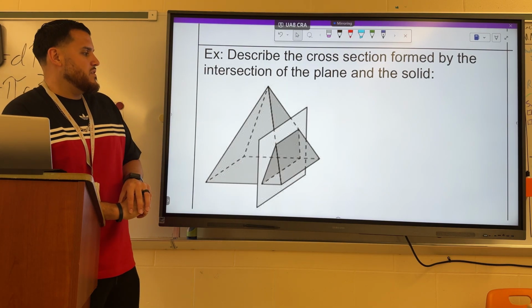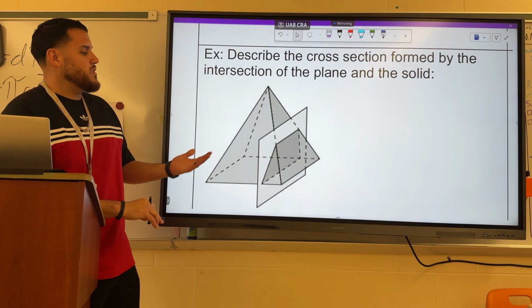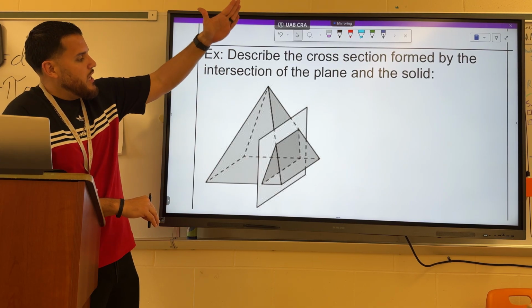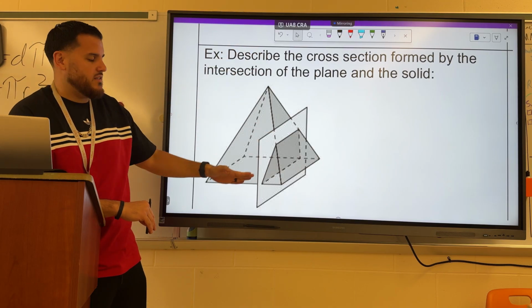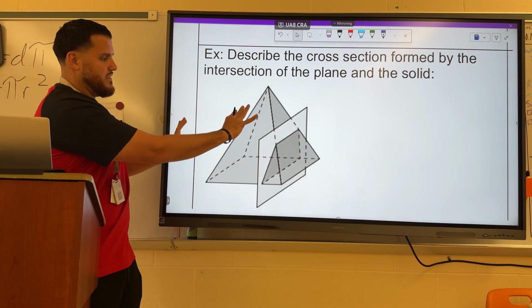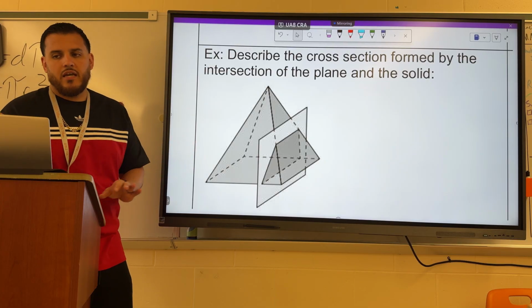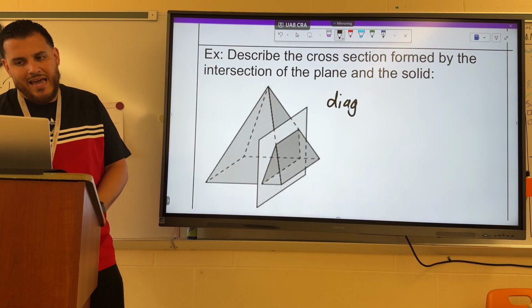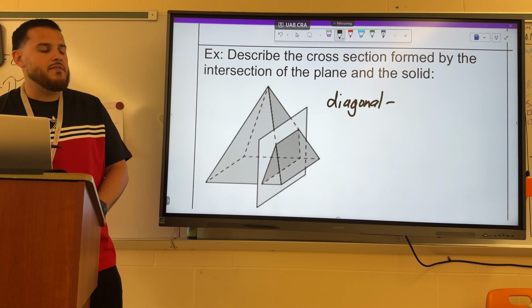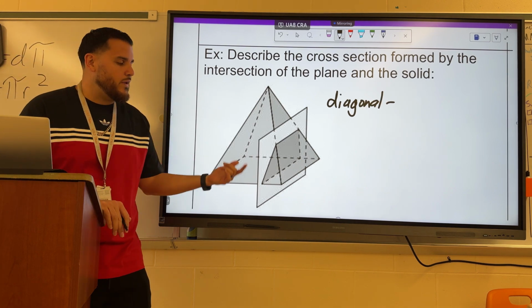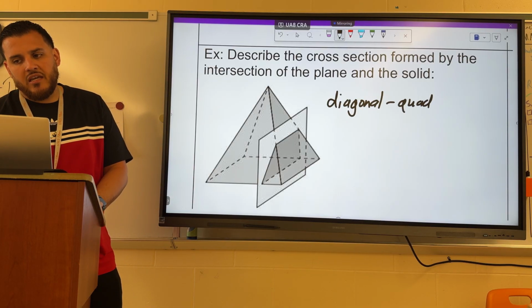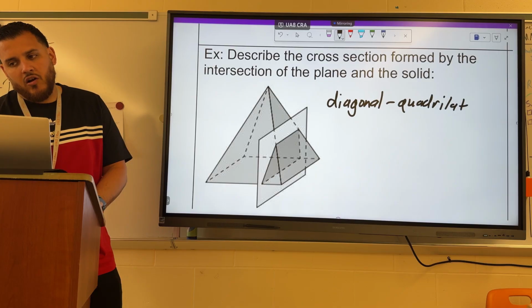Now we get to the imperfect cross sections. So we don't know if they're parallel or perpendicular. We don't know at what angle we are crossing through this face and then getting to the base. We don't know if it's tilted a little bit or not. For this type of cross section, the best way we can describe it is as diagonal. And from there, the shape we know has four sides. So at the very least, we can say it is a quadrilateral as a cross section.